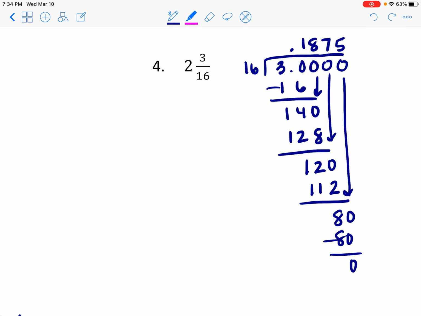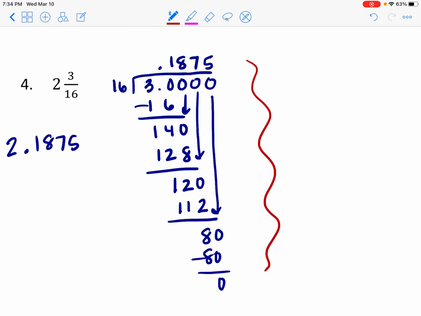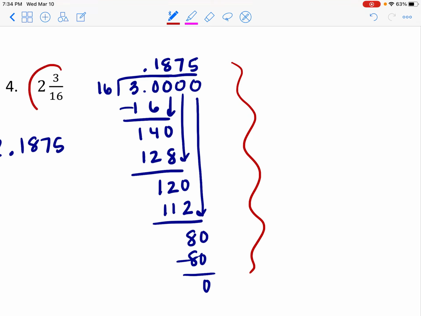So we're going to end up with 2 and then 0.1875. The fractional part becomes a decimal of 0.1875. So that's going to be the answer. That's one way to do it. Another option, if you don't like that one, which I don't really see the difference between the two, but if you wanted to make this an improper fraction first, remember we could multiply and add, so 16 times 2 is 32. 32 plus 3 would make it 35 over 16. And then if you wanted to take the 16 and divide into 35, it's going to end up being the same thing. I need more space.